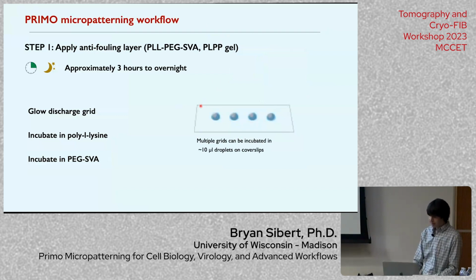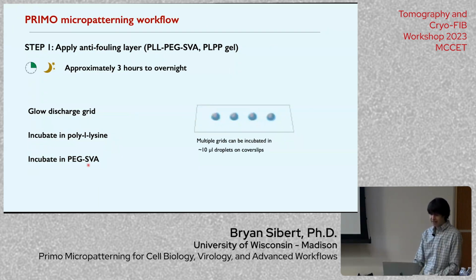So we glow discharge our grids and treat them as normal, and then we just set them carbon side up, or top side up, on a glass cover slip and add about 10 microliters of poly-L-lysine to each grid and incubate it for 30 minutes to an hour. And this can also go overnight.